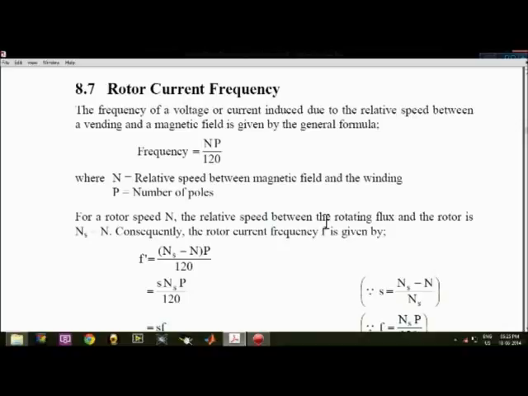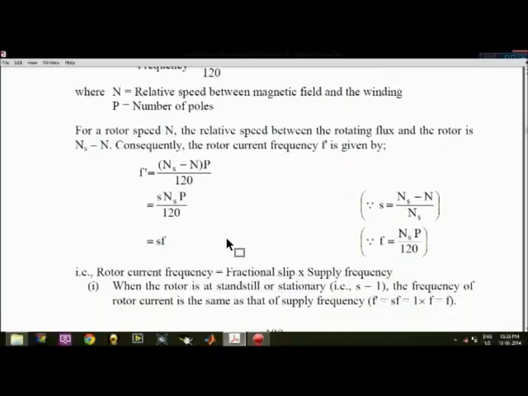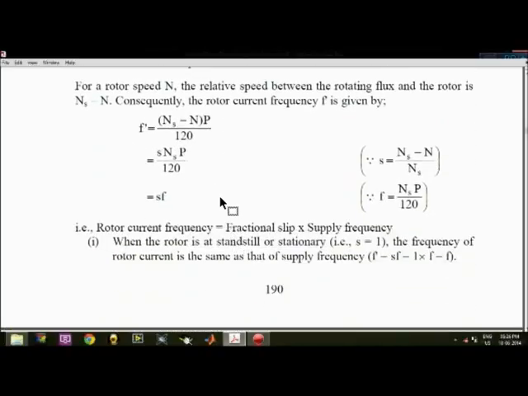So the rotor current frequency depends on the relative speed between the flux and the rotor, which is Ns minus N. You know this from the slip part we have read. There is always a relative speed between the rotating flux and the rotor. So there is a difference, Ns minus N, and hence we get a rotor current frequency, that is f dash. This f dash equals (Ns minus N) into P by 120. So this Ns minus N can be written as S into Ns, and the frequency we can say is slip times the normal frequency.